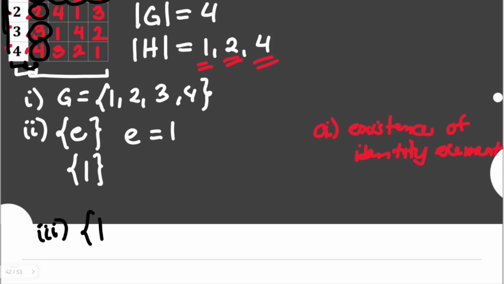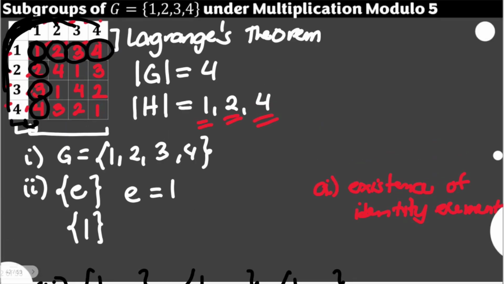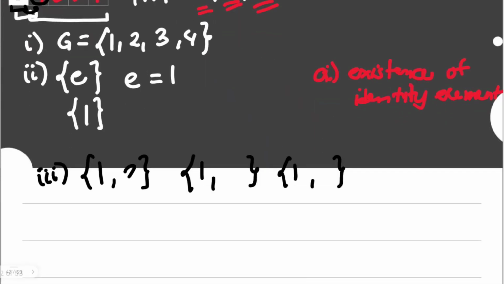So you have 1 and another element. Since there are only 3 other elements aside from 1 in this given set, 2, 3, and 4, you have 1 and 2, 1 and 3, 1 and 4. These are not yet subgroups, but we are to verify them. Since they all satisfy the existence of the identity element, let's proceed to the existence of the inverses.